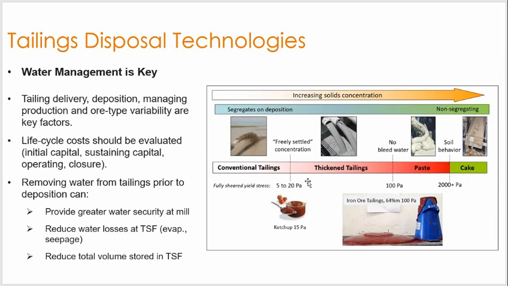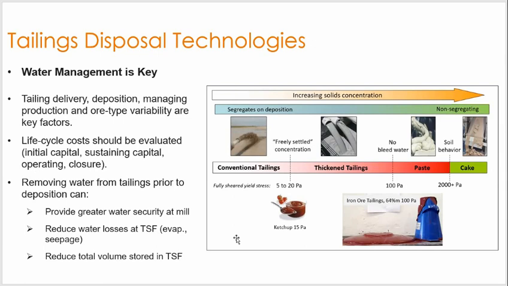So you might thicken the tailings, which means removing some of the water down to, say, 50% solids content. Paste, you might be more in the 70% solids content range. And then cake, where all of the water's kind of squeezed out, and you end up with really a soil-behaving material at optimum water content.